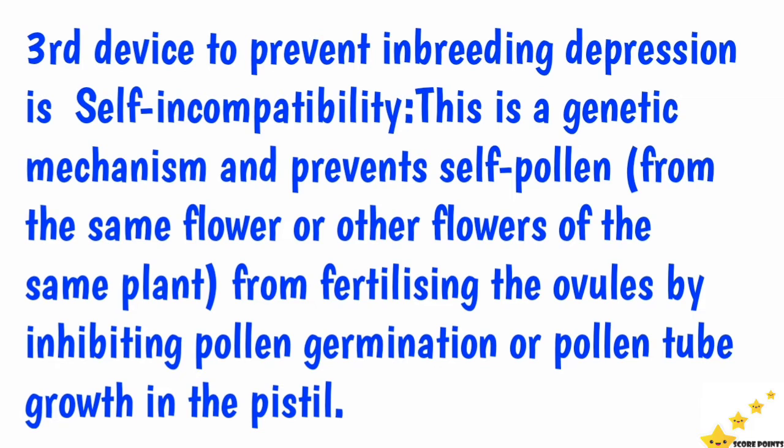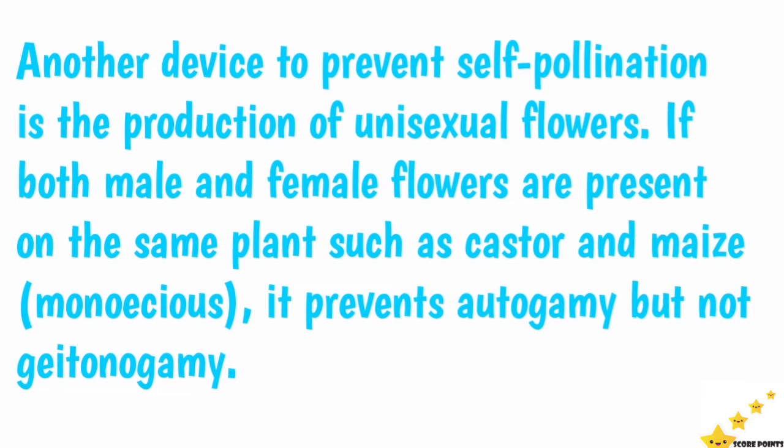The third device to prevent inbreeding is self-incompatibility. This is a genetic mechanism and prevents self-pollen from the same flower or other flowers of the same plant from fertilizing the ovules by inhibiting pollen germination or pollen tube growth in the pistil. Another device to prevent self-pollination is the production of unisexual flowers.